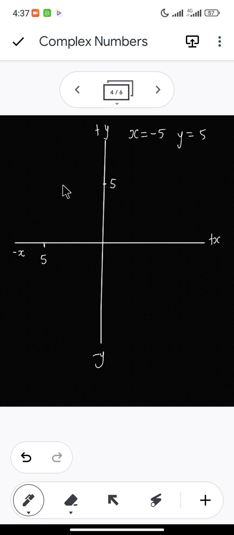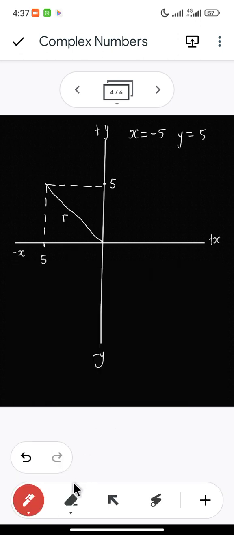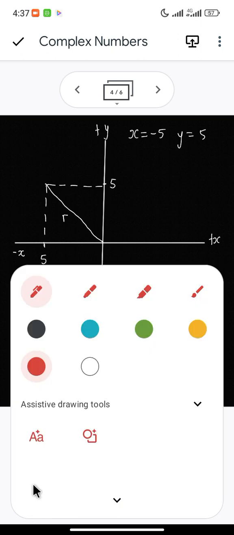Now we're going to draw this. Just connect the both of them. Draw your r. This is your r. Now remember what we said. We said something about, okay, this is -5.